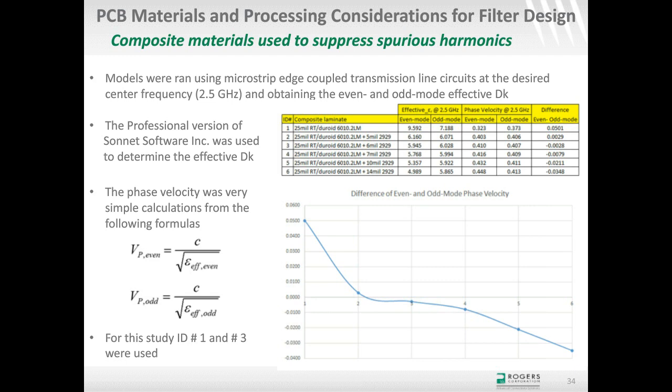So ID1 is the control circuit, basically. That's just the standard microstrip transmission line, or actually in this case it'd be a filter, used in 25 mil thick RT Duroid 6010.2 LM. It's not a composite, that's just a standard laminate.